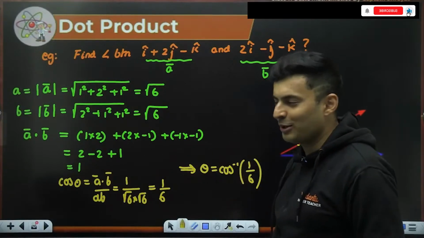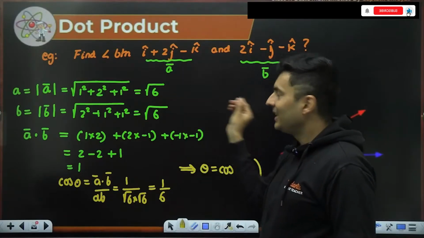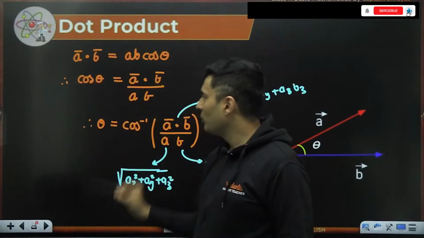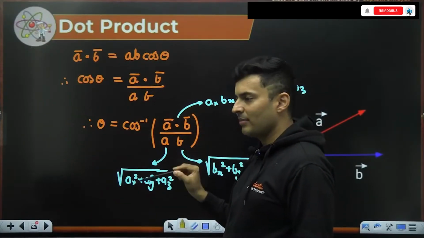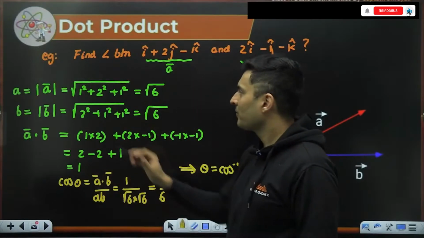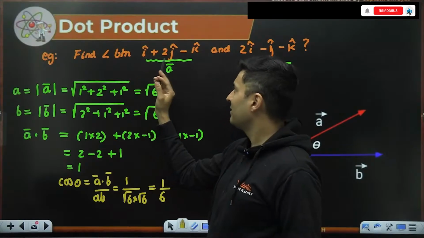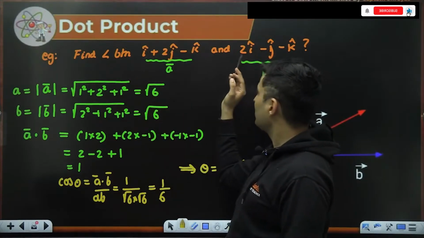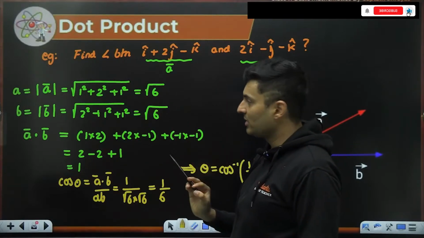I'll just explain the solution once more. Okay, let's assume this is vector A. Let's assume this is vector B. So to find the angle between the two vectors, I need A dot B, A and B separately, their magnitudes. Okay. Now, magnitude of A means this square, this square, this square under the root, which is root 6. Magnitude of B means 2 square, then 1 square, and then this 1 square, which is also root 6.